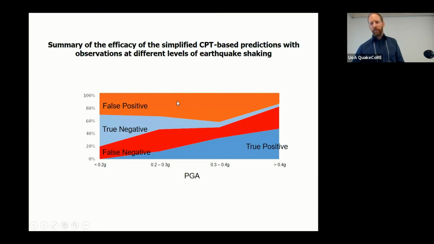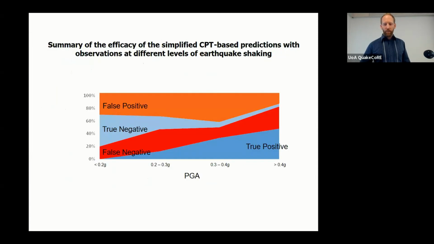But it's the false negative and false positive sites. The false positives do seem to decrease a little bit with shaking intensity, but we can see that well over half of our sites have an over-prediction or an under-prediction tendency. So there's a lot of research work to do in this space to actually try and improve these procedures. But the starting point is to evaluate how good these procedures are and to develop a baseline.